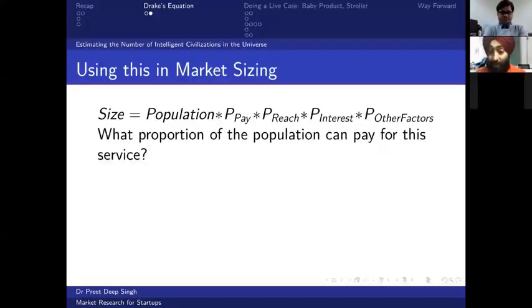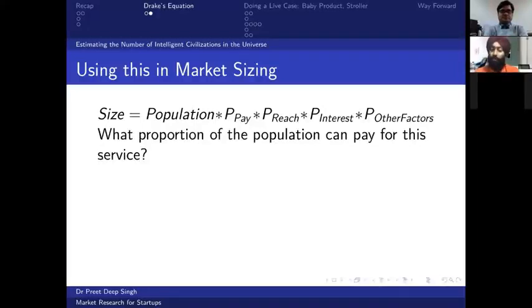In market sizing, how we use this is that we say the total number of people who are going to buy my product is going to be the total population, right? Now this population is going to be determined by your strategy, by your product, right? It could be the population of the world, population of India, population of Delhi, population of Najafgarh, population of, let's say, B block in Najafgarh, right? So we need to see what you are selling, right? The proportion of people who can pay for this, the proportion of people whom we can reach, the proportion of people who would be interested, and of course, accounting for other factors.